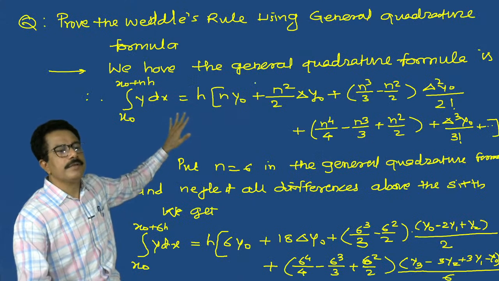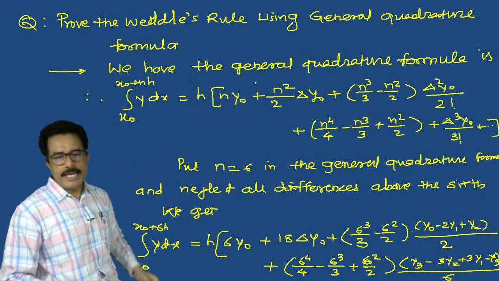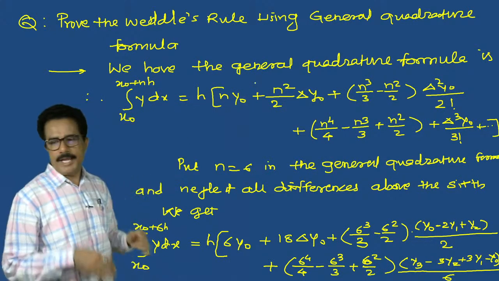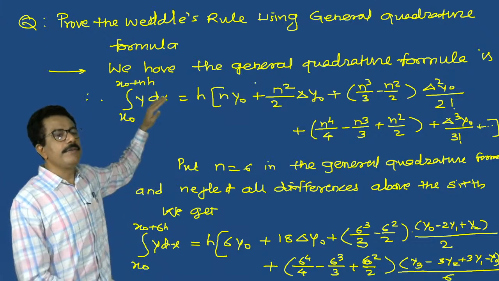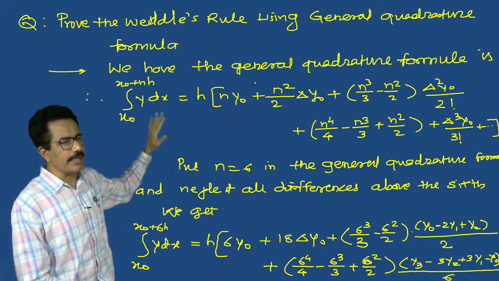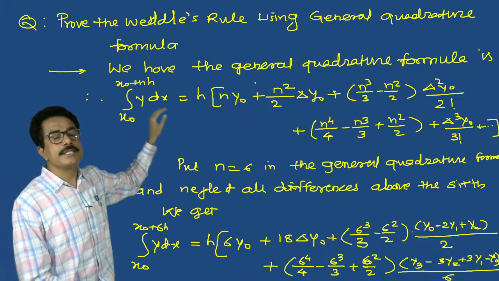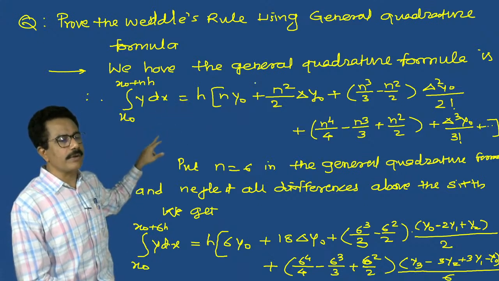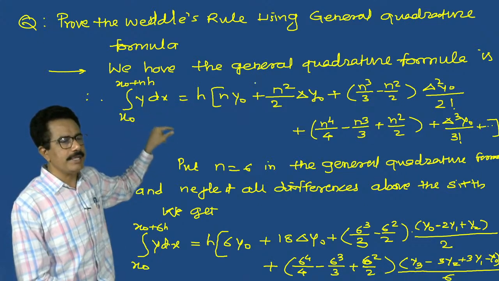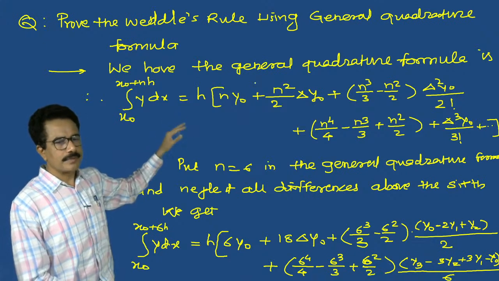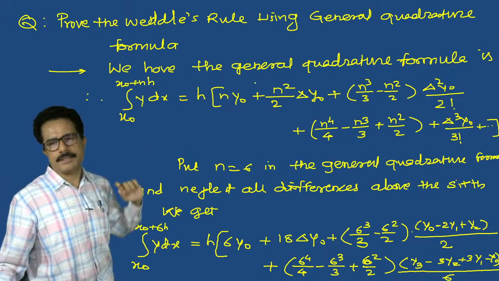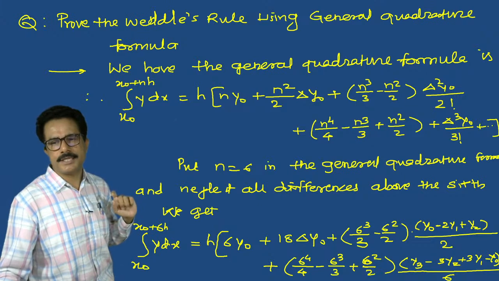See this. How we will get the Weddle's formula? You must note. I shall revise this formula. Weddle's rule using a general quadrature formula. We have the general quadrature formula: integral from x0 to x0 plus nh of y dx, this is the general quadrature formula.